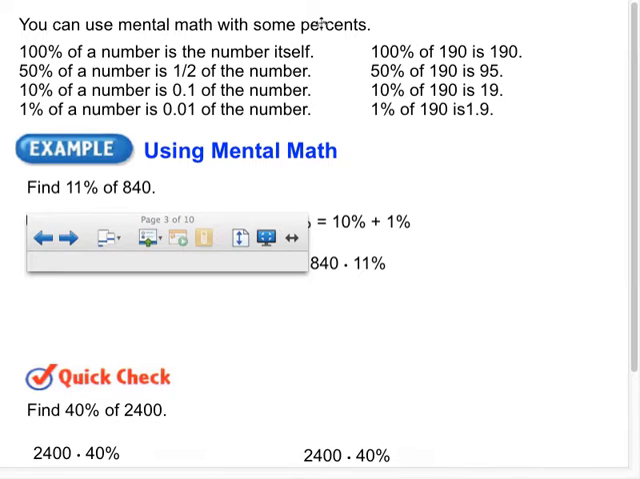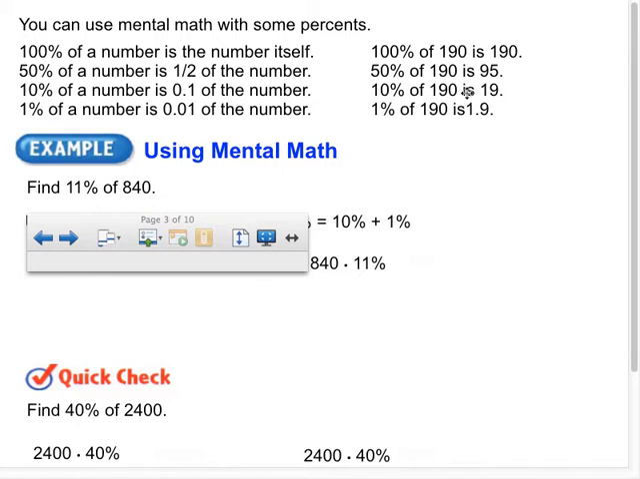You can use mental math with some percents. 100% of a number, that means the whole number, all of it, right? So 100% of 190 is 190. These are things you should be able to do mentally, readily, okay? 50% is half of a number, right? So 50% of 190, I don't think that's correct, is it? Yep, that is 95.